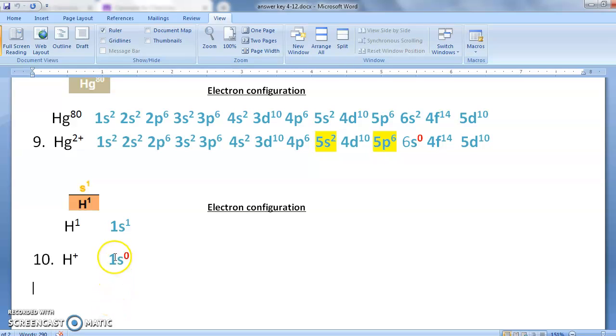Nothing has been highlighted here because 1s0 does not satisfy the duet rule. Hydrogen would much rather gain an electron and become 1s2. There is no octet rule where no electrons is stable. Hydrogen will be looking to try to get electrons to satisfy the duet rule. And it was nice to finish where we started all of them. We have 0 left to do, the same way that hydrogen ion has 0 electrons.